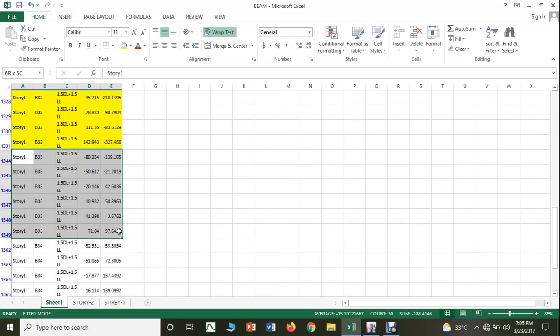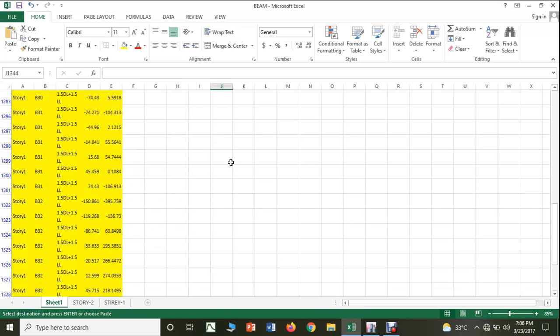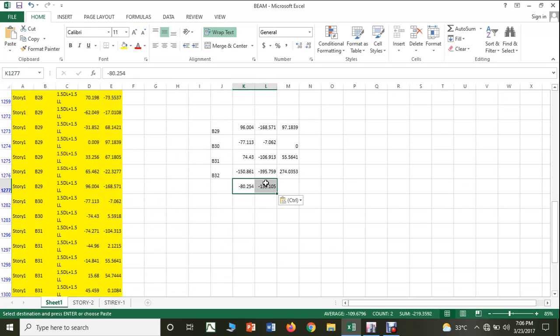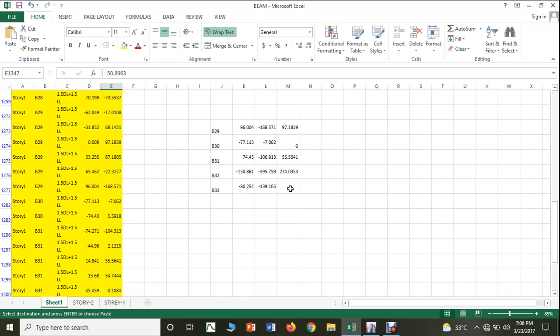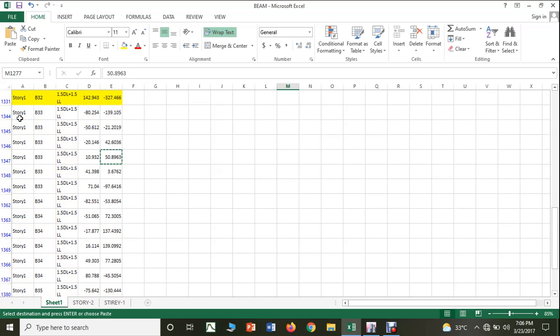So beam 33. The highest value is this value, beam 33, and the positive value will be 50. Next you can have is beam 34.